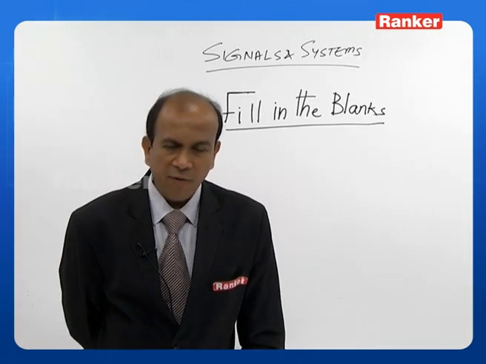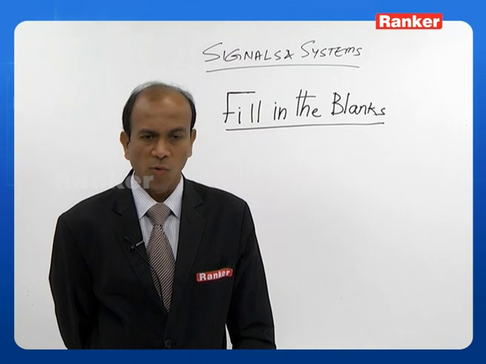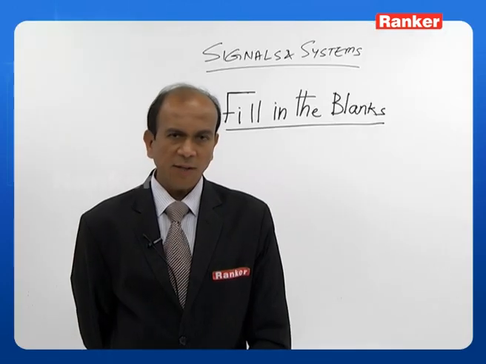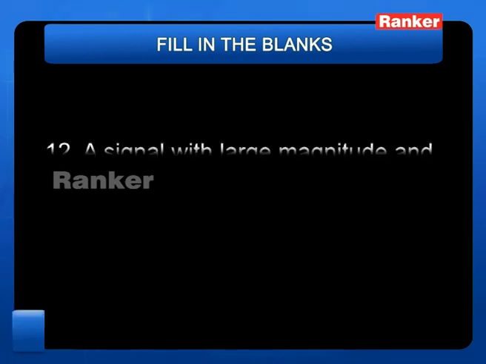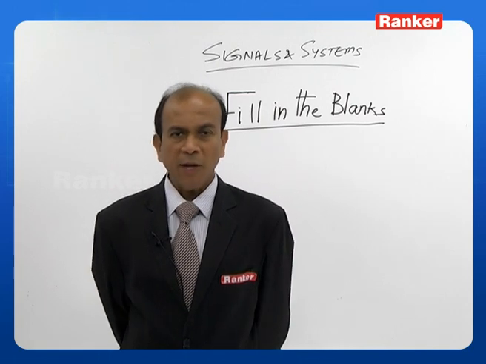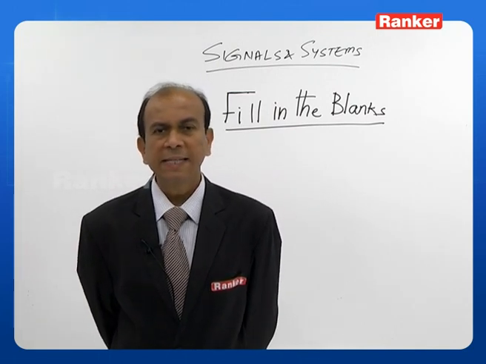Now, let us look at the 11th fill in the blank. The dash is the reverse process of differentiation. Simple, integration. We don't want to discuss further about this, but the reverse process of differentiation is nothing but integration. Now, let us look at the 12th fill in the blank. A signal with large amplitude and short duration is called an impulse. So, impulse will have large magnitude and shortest duration. Ideally, the magnitude is infinite, whereas the duration is 0.